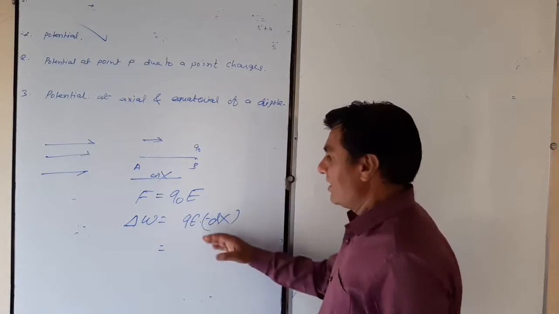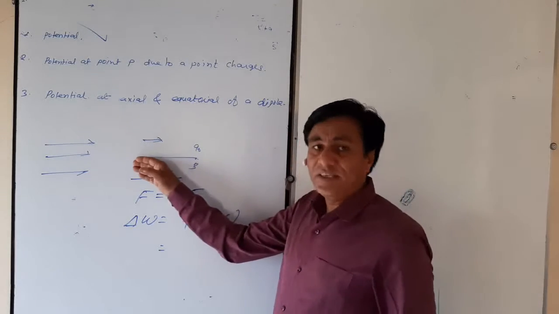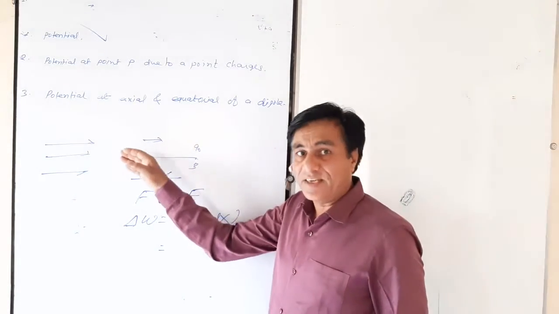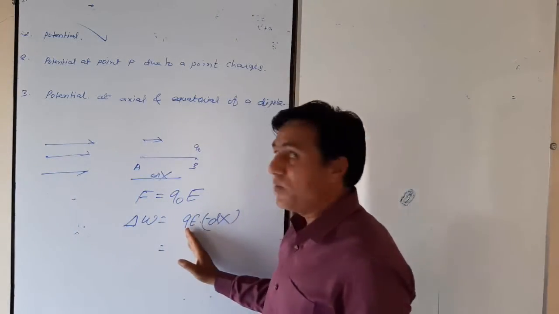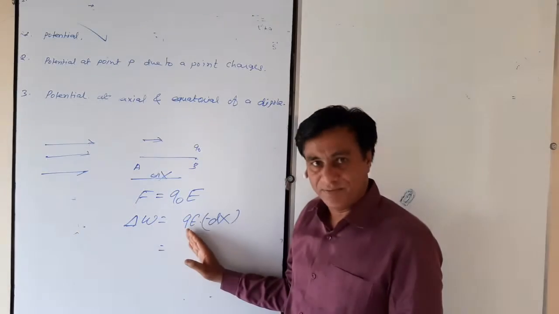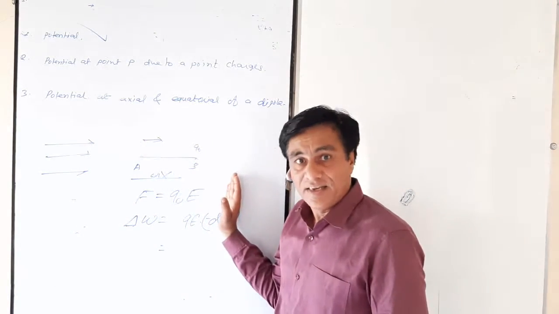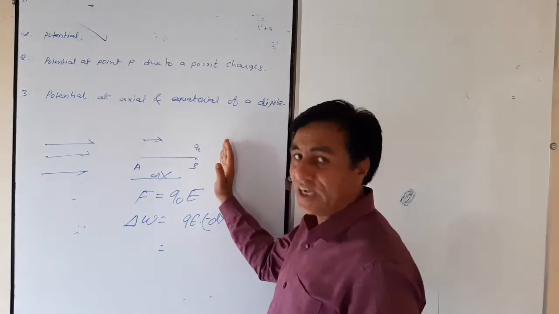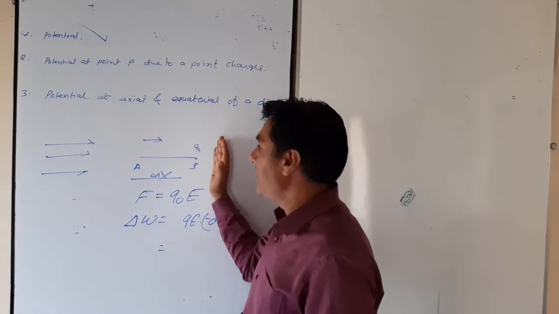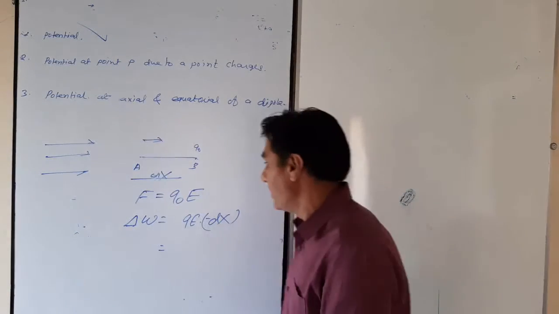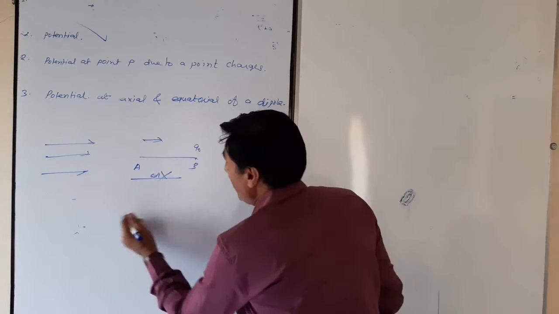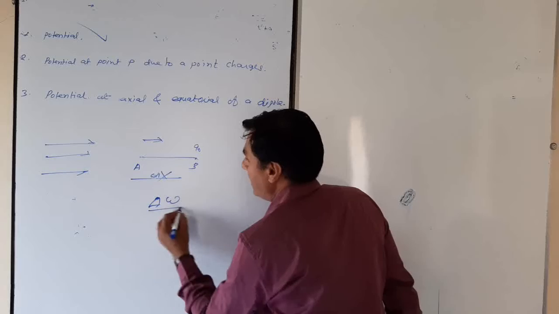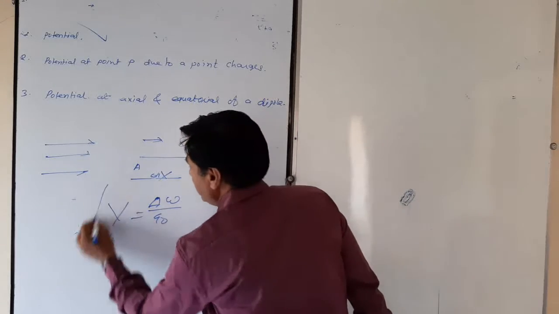Meaning the work done by us is positive. But in terms of the electric field, the work done by it is negative. Meaning we are increasing the energy of the Q0 charge in shifting from point B to point A. It is the total work done by us. But if you divide it, delta W divided by Q0, it will be potential.